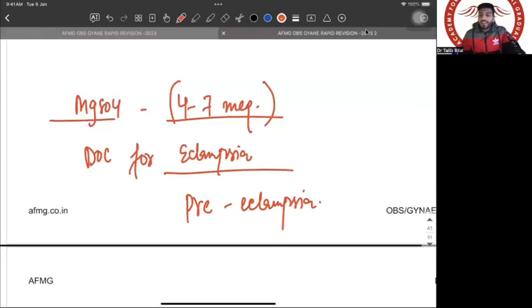Now, what is eclampsia, guys? I've already discussed what is eclampsia. It is preeclampsia plus convulsions. What do I mean by preeclampsia? Preeclampsia is when the blood pressure is more than 140/90, plus there is proteinuria. But in eclampsia, it is preeclampsia plus the convulsions.